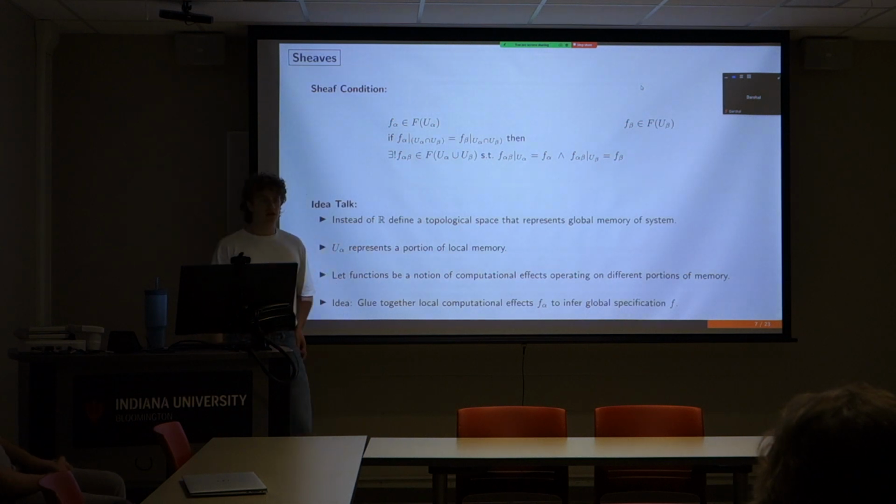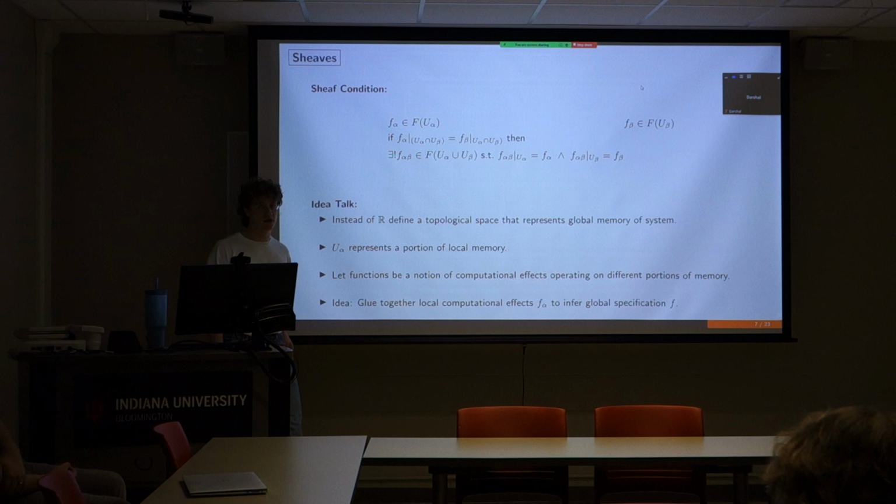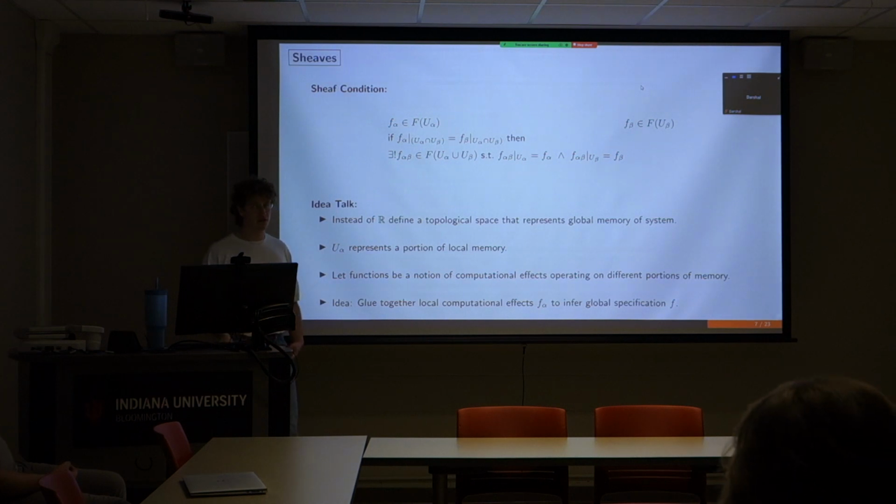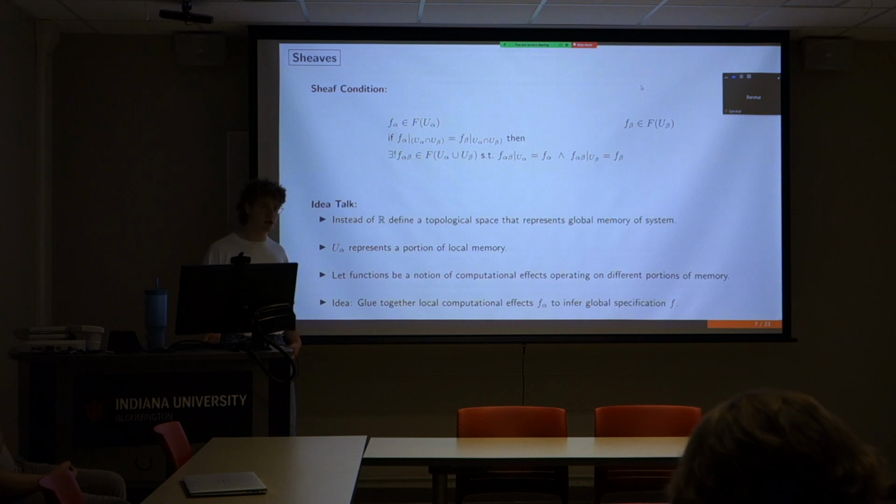Now, the idea of this talk will be to show that we can capture the local reasoning properties of separation logic using the logic of sheaves. And the way we will do this is, instead of a topological space that are the real numbers, we will define memory as a topological space. And then, instead of open intervals of real numbers, we look at open sets of the memory.